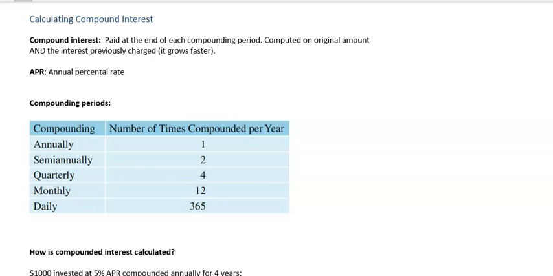Okay, so there's different compounding periods that you need to know, and the number of times compounded per year is what you're going to use in one of the formulas. So if it's annually, it means it is compounded once. Semi-annually means twice. Quarterly means 4 times a year. Monthly, it is compounded 12 times a year. And daily means it's compounded every single day, 365 days, times each year.